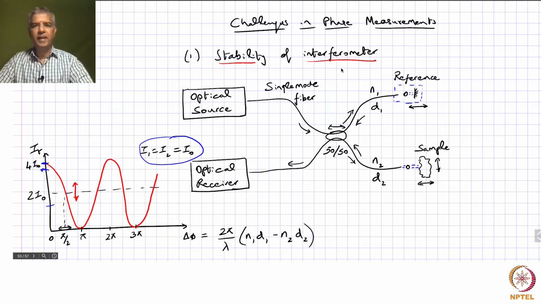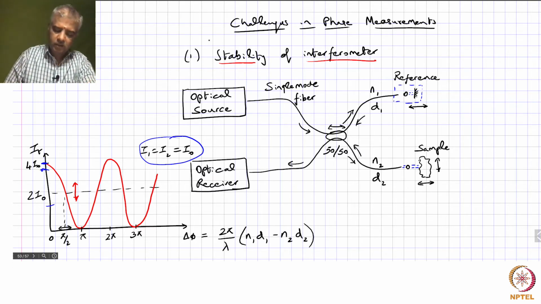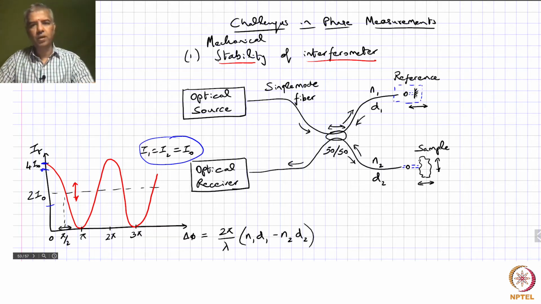Hello. In the last lecture we started talking about challenges in phase measurements. This is in relevance to phase modulated sensors, which we've been discussing over the last few lectures. And one of the challenges that we identified is the stability of the interferometer, you can call it the structural or mechanical stability of the interferometer, right? So we were trying to figure out how do you realize an interferometer that doesn't require a lot of alignment.